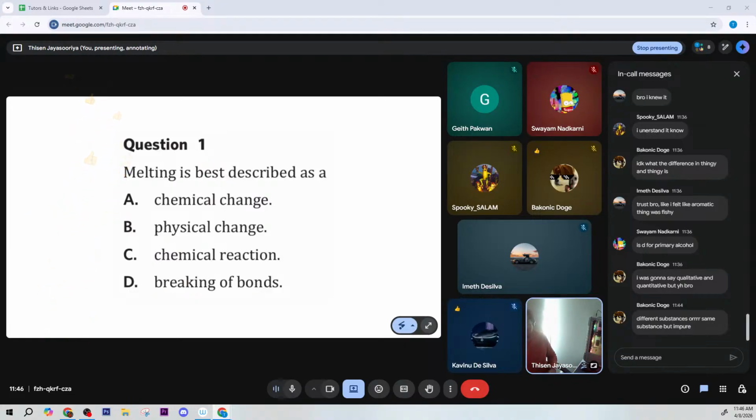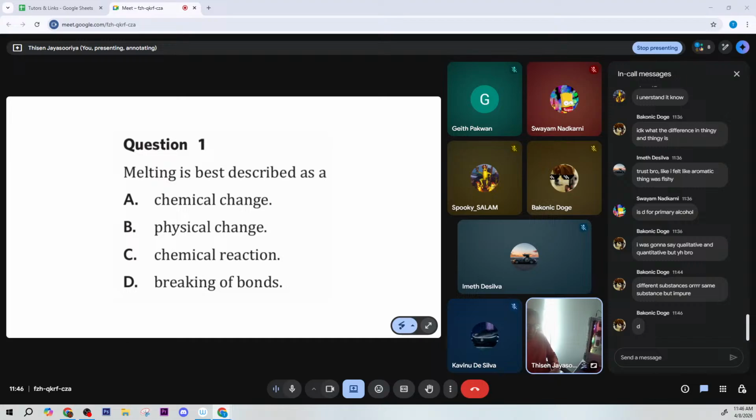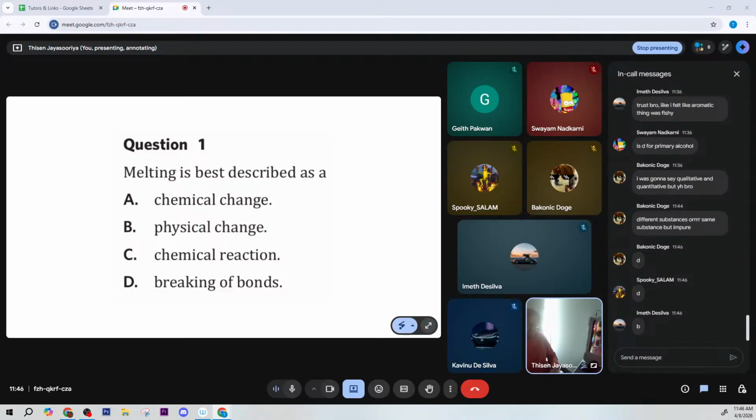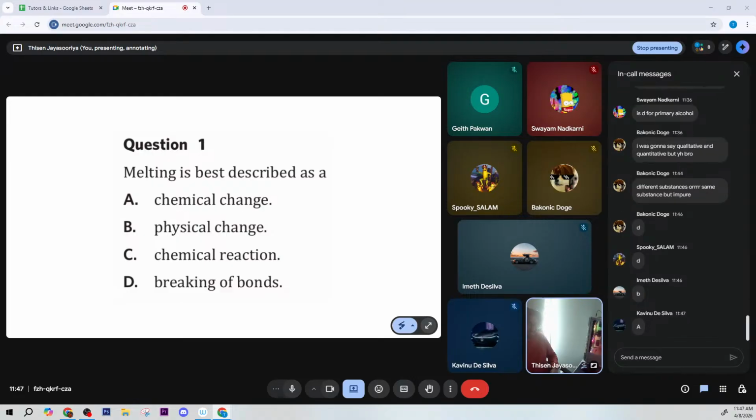So melting is best described as: A, a chemical change; B, a physical change; C, a chemical reaction; D, breaking of bonds. What else? What do you guys think? D. Does anyone want to go against the status quo? B. Okay. Does anyone think it's C or maybe A? What do you think, Cav? What do you think, Swayhan? What do you think, Blessing? A.